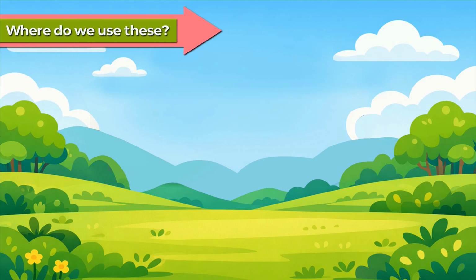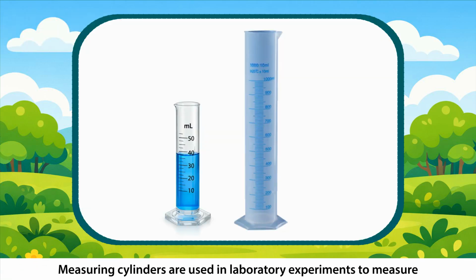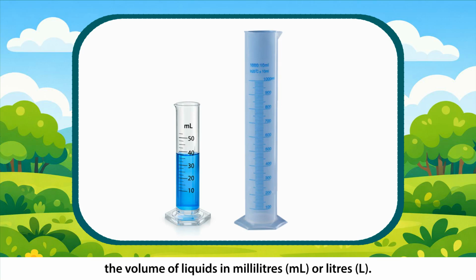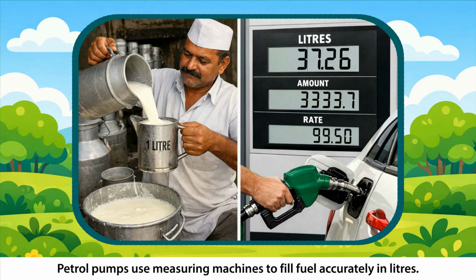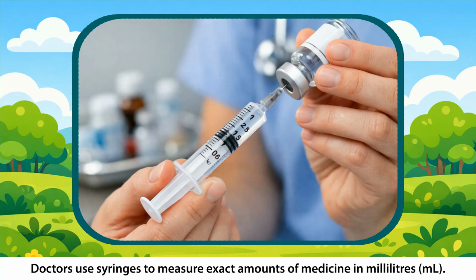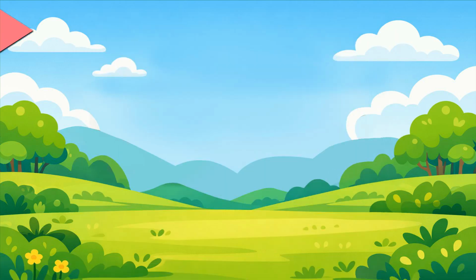Where do we use these? Measuring cylinders are used in laboratory experiments to measure the volume of liquids in milliliters, ml, or liters, L. Milkmen use measuring cups or cans to measure milk in liters. Petrol pumps use measuring machines to fill fuel accurately in liters. Doctors use syringes to measure exact amounts of medicine in milliliters, ml.